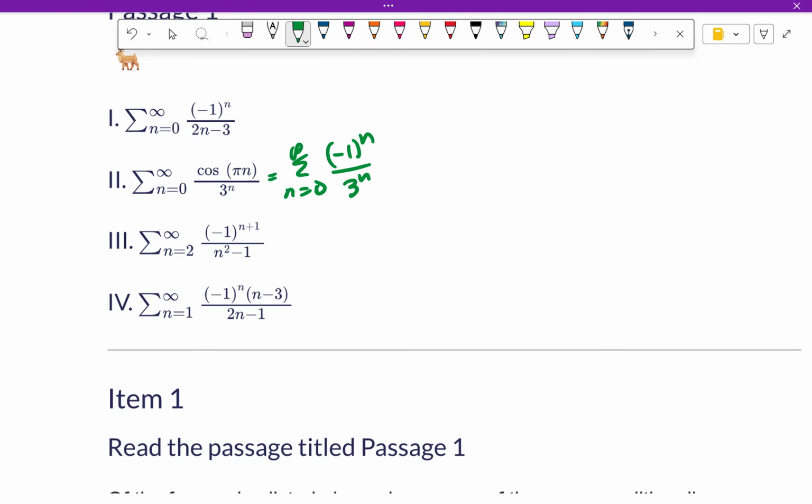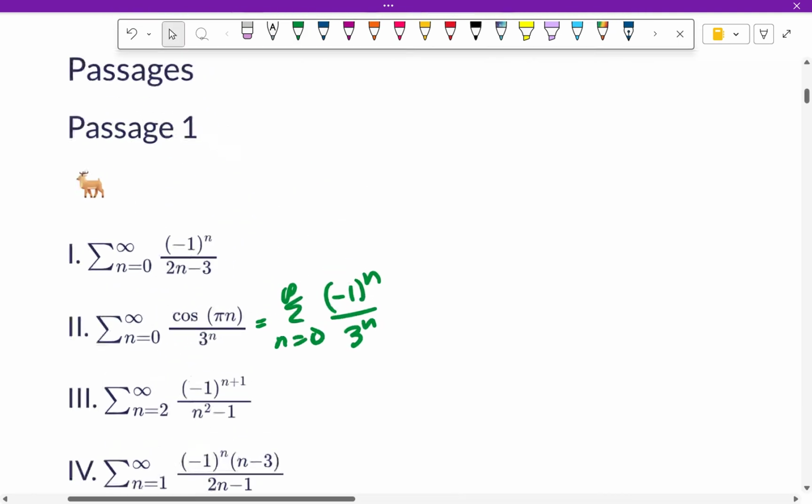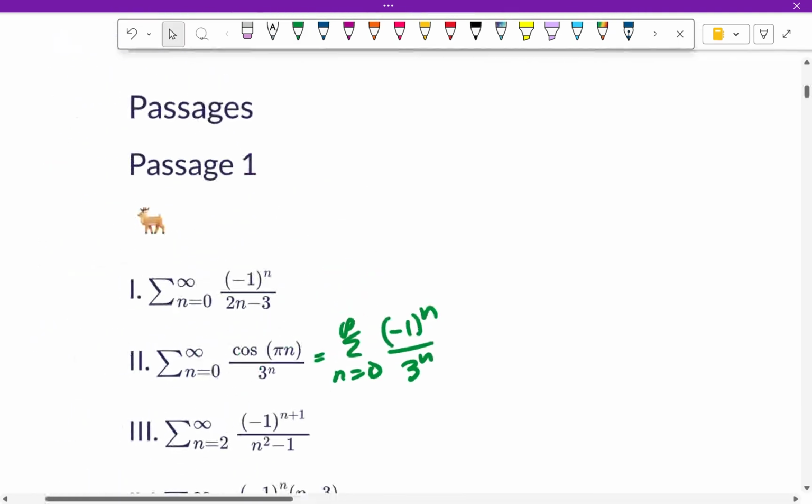There's a difference between taking the absolute value of the series and doing an alternating series test, where you do the absolute value of the series as the first step. That's a different thing, and that's where I think our disconnect was. When Ellie and I were talking about it, I realized that's something I wasn't very clear on.